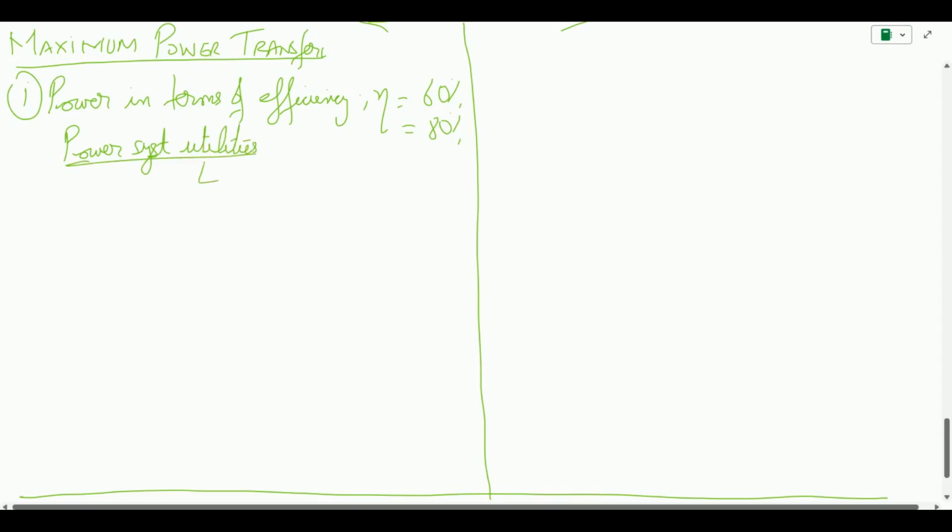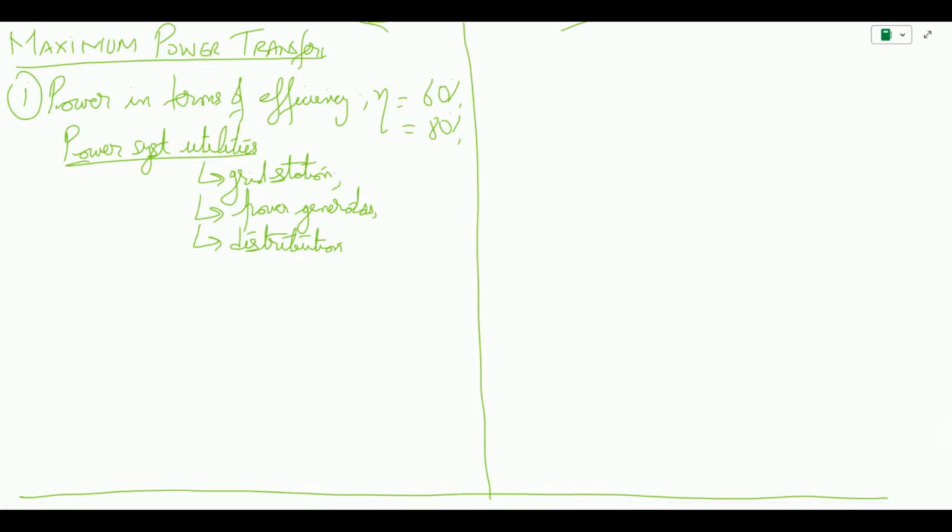For example, you have your grid station: how much power is being generated, how much power is being consumed by the load. You have your normal power generators, and even distribution, how much power is being distributed to the homes, to the industries. So this is basically in the context of a larger or broader power system. Whenever we talk about power in terms of percentages or efficiency, we are talking about a very huge system.